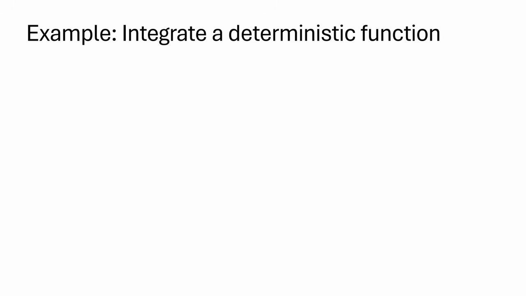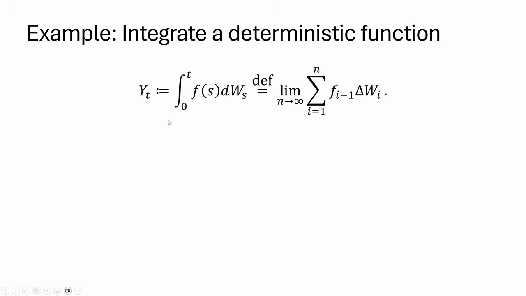At the very end, let's do a simple example. Let's integrate a deterministic function. Let's take y_t to be the integral from 0 to t of f(s) dw_s, where f(s) is a deterministic function in time. It does not care about the history of W or any random process. It just places a predetermined bet at a specific time. It only depends on time.